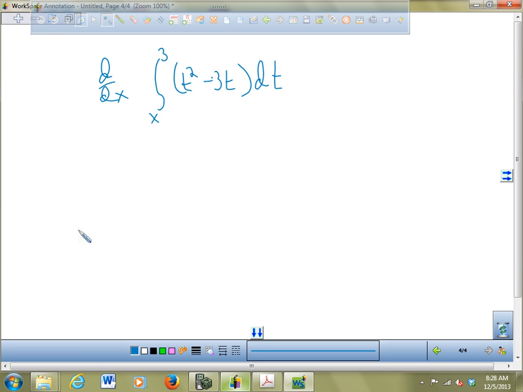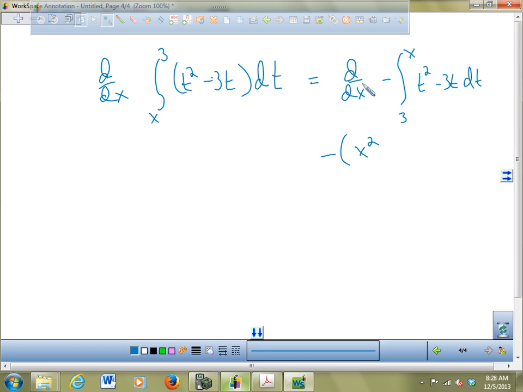So what Sam said, remember that rule that we learned about if you reverse the limits of integration, what happens to the sign of the integral? It turns negative. So I could rewrite this as d/dx of negative, and pull that negative outside: the negative of the integral from 3 to x of t squared minus 3t dt. And then I can plug in my x. So I get negative x squared.